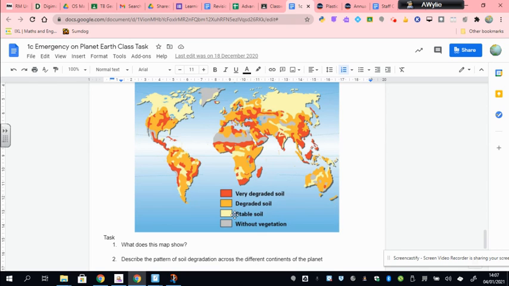So give me some specific descriptive areas that have the worst or the most degraded soil, and the areas with stable soil. And give me specific descriptions of the areas within the continents where it is either worst or not as bad.